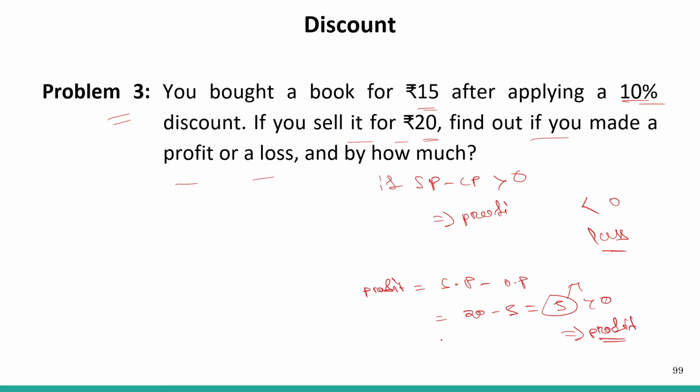And profit of how much? Since the original price was 15, so 5 by 15 into 100. So that is equal to 1 by 3, so 33.3 bar percentage. This much amount of profit in percentage I have made, and in terms of amount, it is 5 rupees.